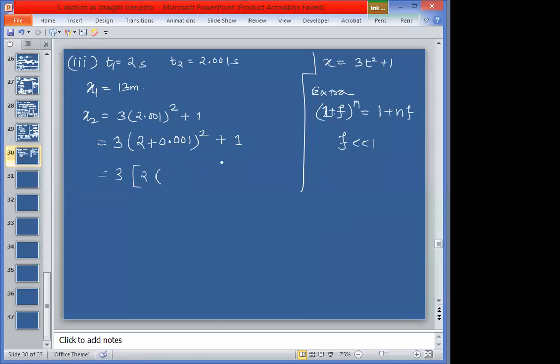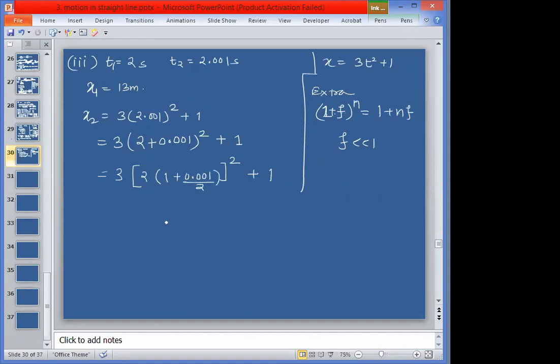Square च्या आतच चालू आहे सगळं. So bracket square. हा square इथे as it is आहे. This square here as it is. This plus 1 as it is. And inside the square bracket, now I am taking 2 as common. 2 common घेतला, इथं राहिलं 1 plus 0.001 upon 2. बरोबर ना?